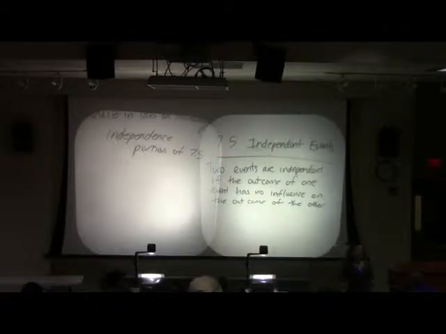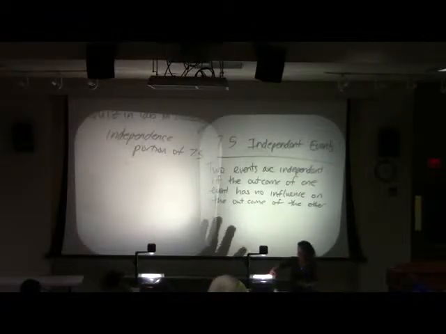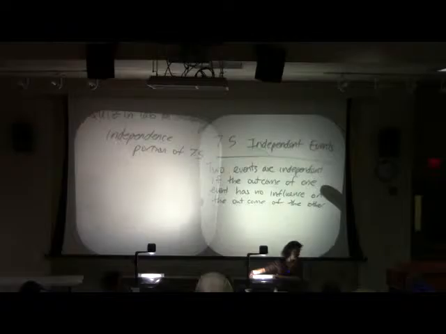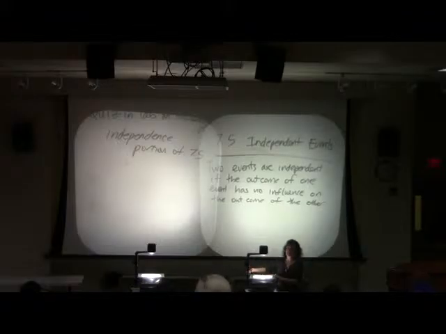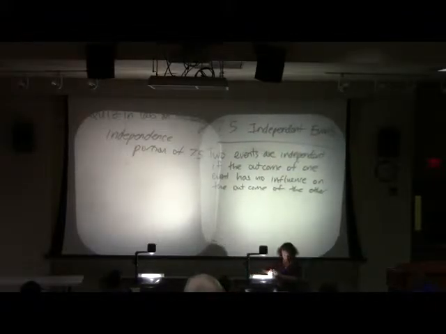Now, this is different than mutually exclusive. Remember, mutually exclusive events can't happen at the same time. All we're saying here is that they're independent if one of them or both has no influence on the outcome of the other. Now, I'm going to make another comment here, which is going to help guide us to the formula that we're going to be using for independence.